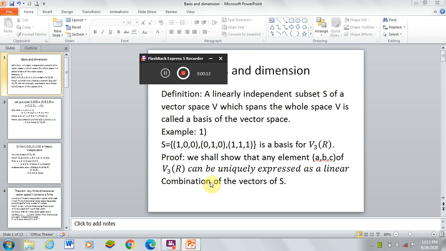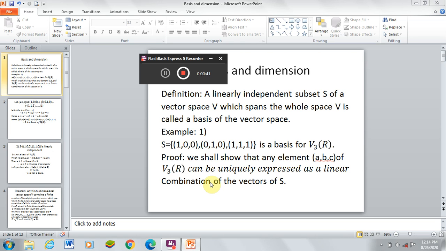A linearly independent subset S of a vector space V which spans the whole space V is called a basis of the vector space. That is, basis means two conditions are satisfied. One is linearly independent and another one is L of S equal to V. A linearly independent subset S of V with L of S equal to V is called the basis of the vector space. Let us see the example.